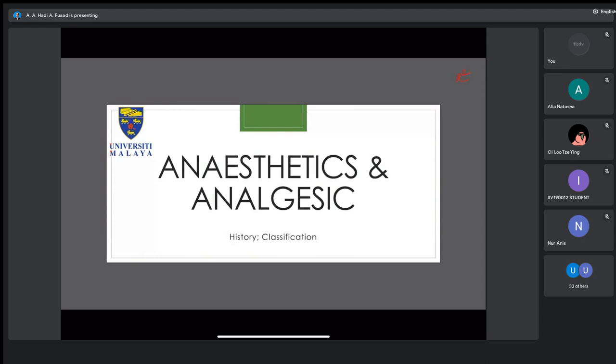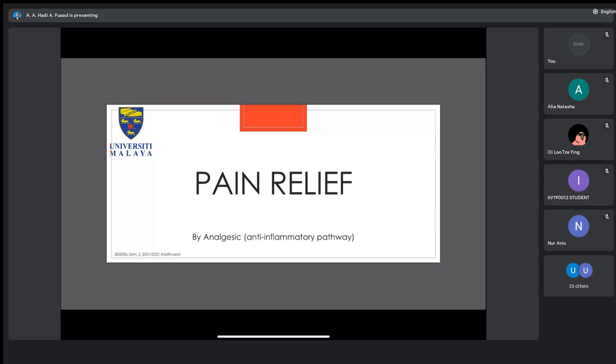So just a recap on what we've done. For the past few weeks, we've looked at the history of anesthetics and analgesia. We've looked at a little bit of classification. We also looked at some pathways, the inflammatory pathway and non-inflammatory pathways via neurons.